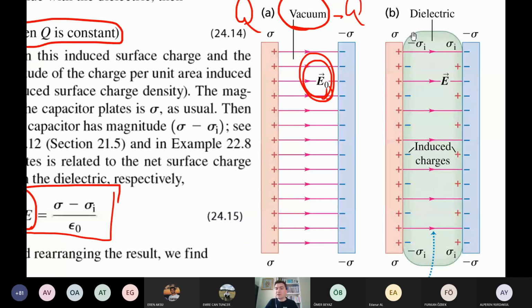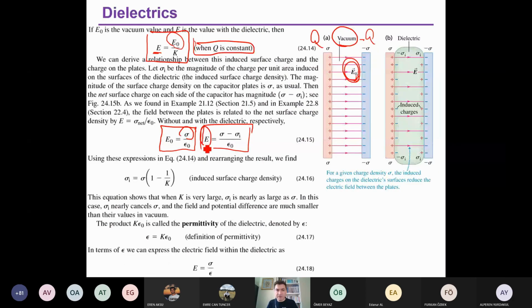And what about the total charge density here on the left side? Sigma minus sigma I. Then the electric field after inserting dielectric material can be written as sigma minus sigma I over epsilon 0. Look at this area. Here we have sigma and here we have negative sigma I, and then the total surface charge density can be written in this form. I hope this is clear. If not, please let me know.